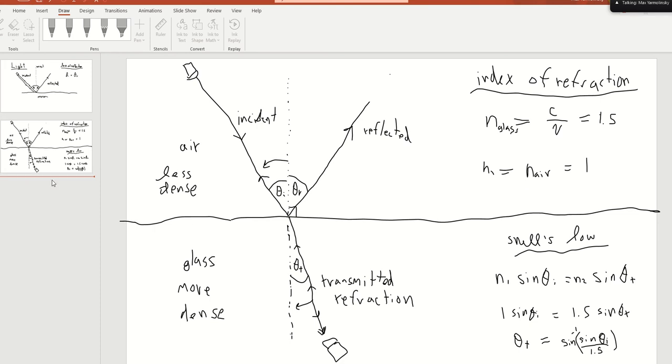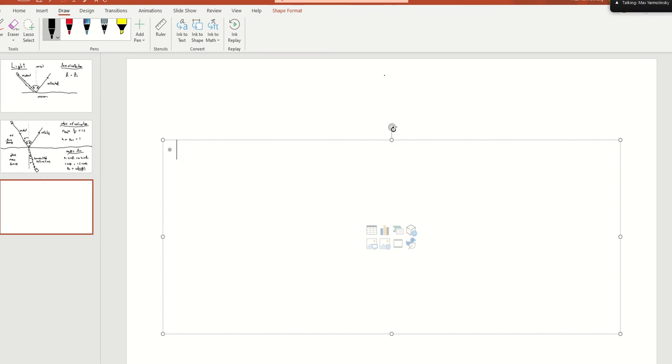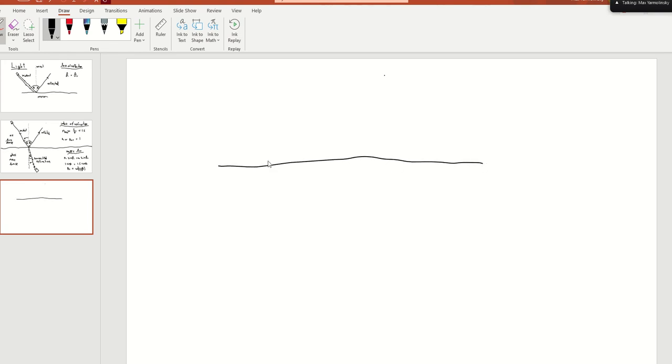And then for part 3, I'm going to make a new slide here. For part 3, what you're doing is something called total internal reflection. And total internal reflection means that, let's say you have some glass here. This is glass.